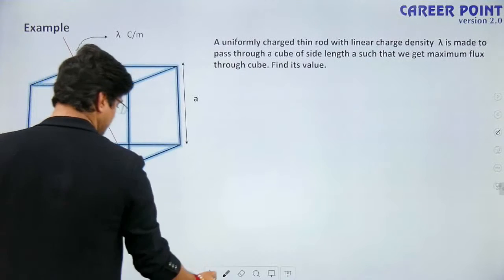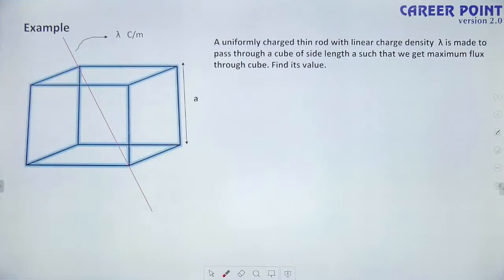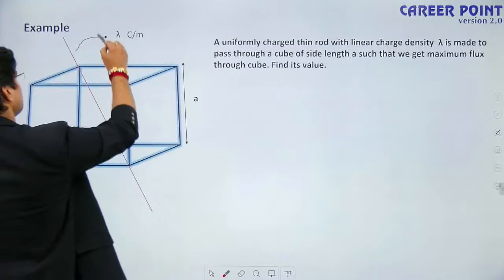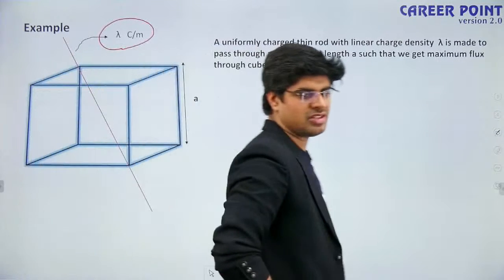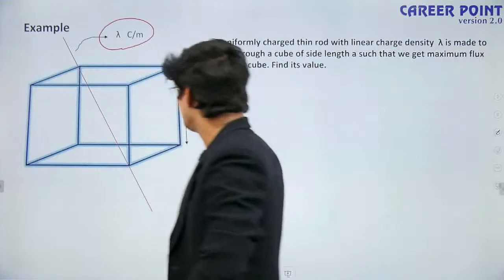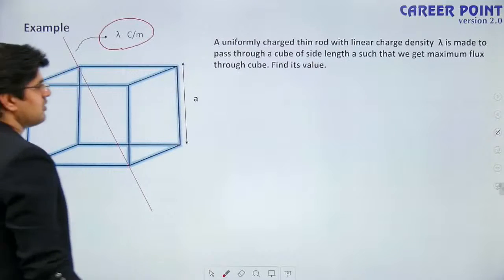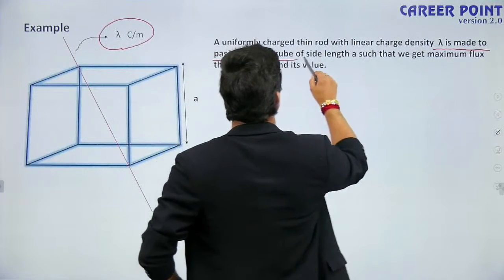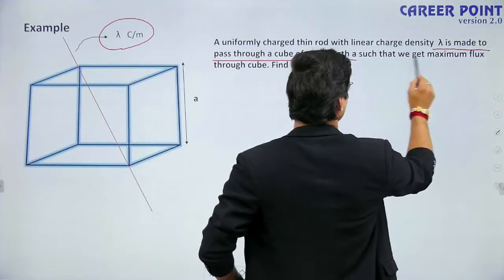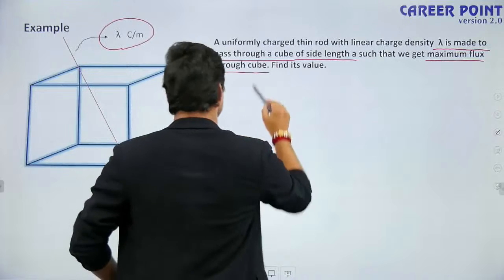Now this question we can solve. In this question, what is given to us? A uniformly charged thin rod with linear charge density lambda coulomb per meter is made to pass through a cube of side length A such that we get maximum flux through the cube.